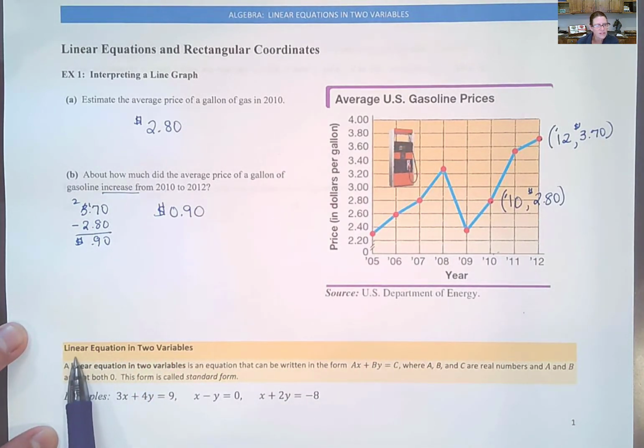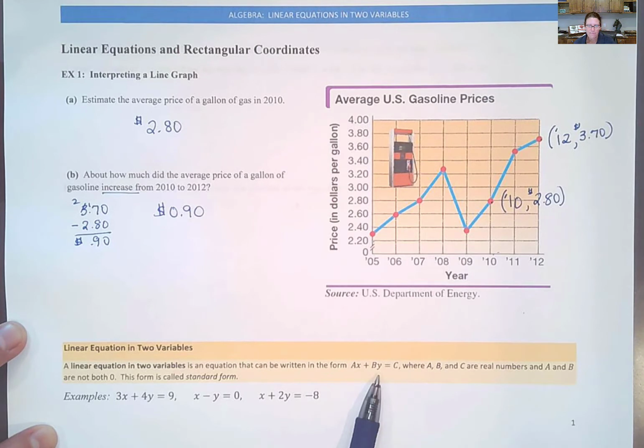Well, moving on, let's define a linear equation in two variables. It is an equation that can be written in the form ax plus by equals c, where a, b, and c are real numbers, and a and b are not both 0. And this form that we're looking at is called standard form. Standard form occurs where our variable terms ax and by are on the same side of the equation. We won't see fractions and decimals in what we call standard form, and our coefficient of x would be a positive number in standard form.